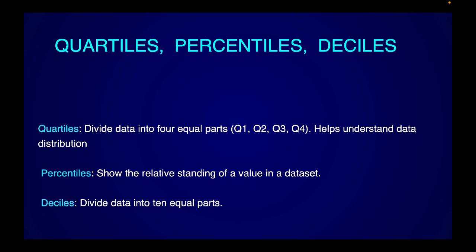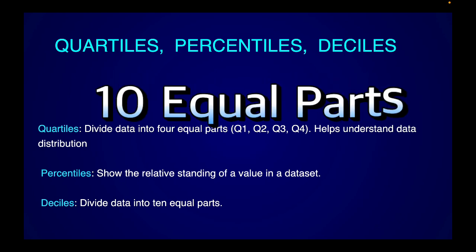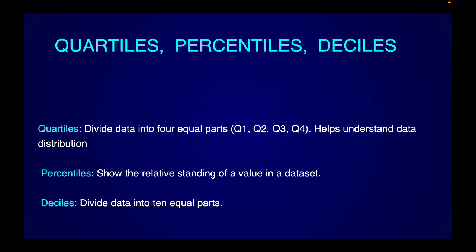Now next we'll learn about deciles. Deciles divide the data into 10 equal parts. In quartiles we divided the data into 4 equal parts, but in deciles we are dividing the data into 10 equal parts. Suppose we have data of 1000 rows. We are going to divide the data, like 100 rows in one block, then again 100 rows in the second block.